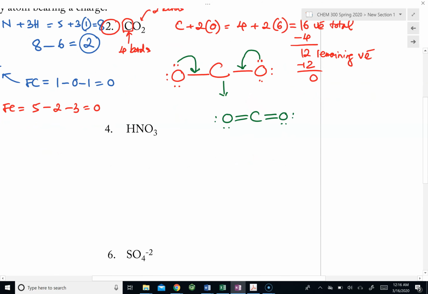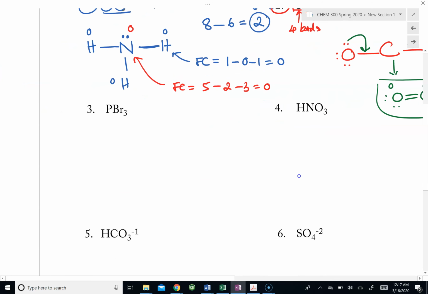The next step is to determine the formal charge. If we apply the formal charge equation to each of these atoms, we find that this oxygen has a formal charge equal to 0, this carbon is 0, and this oxygen is 0 as well, which basically adds together to the overall charge of 0. So good with this one.